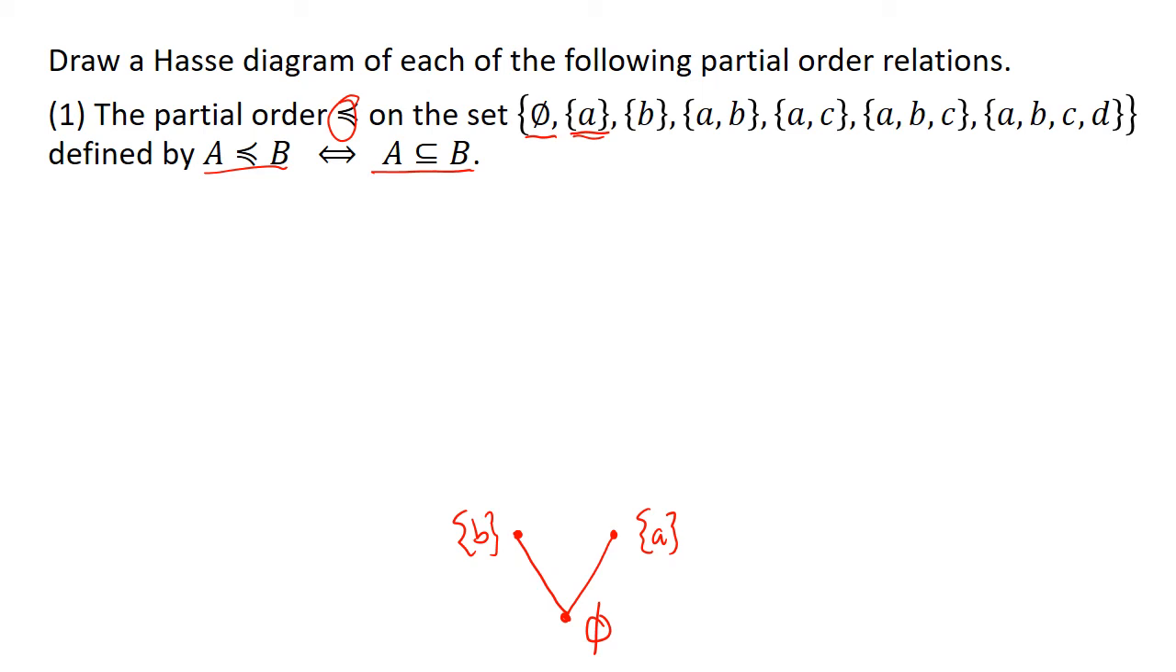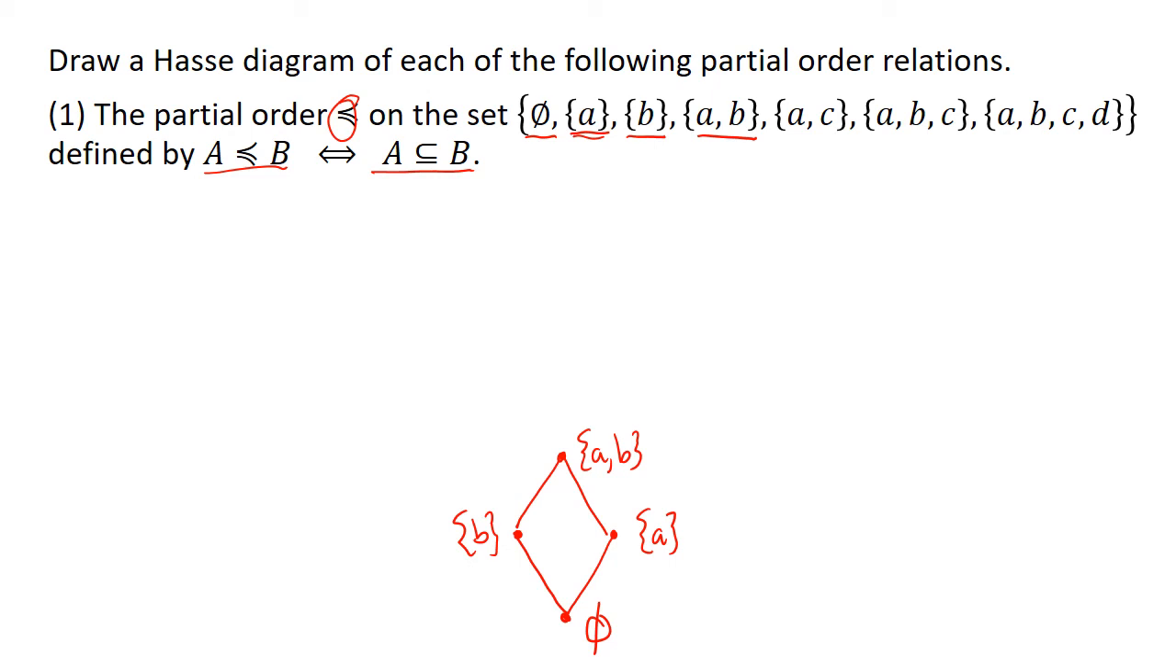But when it comes to the next one, AB, AB does contain both B and A as subsets. So that's going to go above both of those ones. And then I don't need to draw a line from that down to the empty set, because that is taken care of by the transitivity of the Hasse diagram.